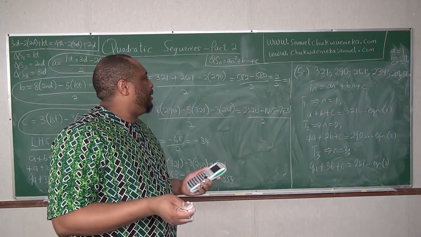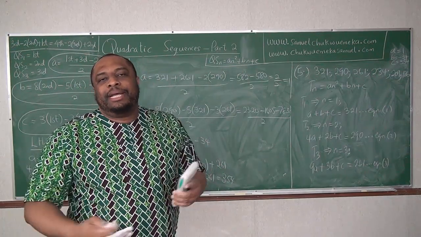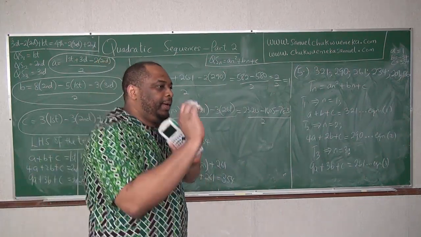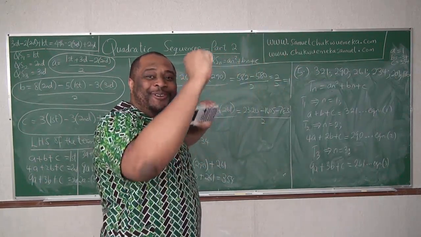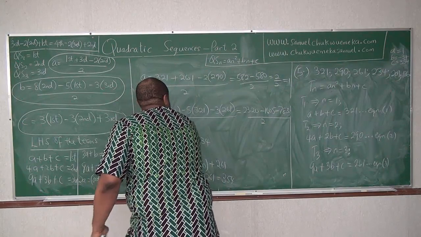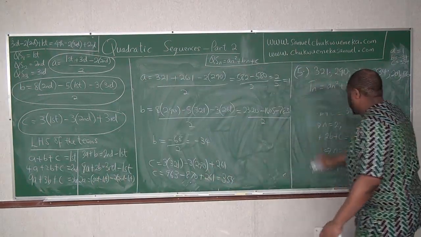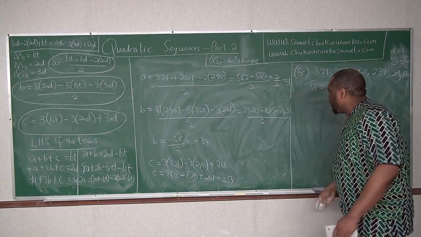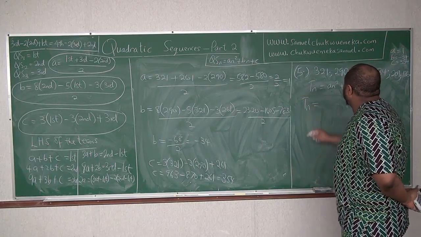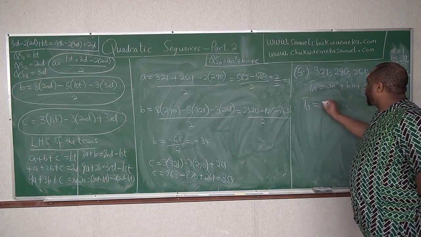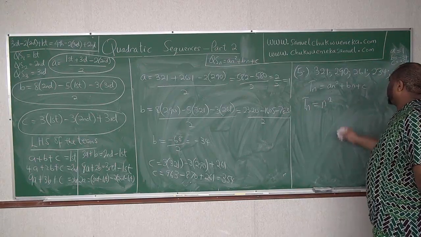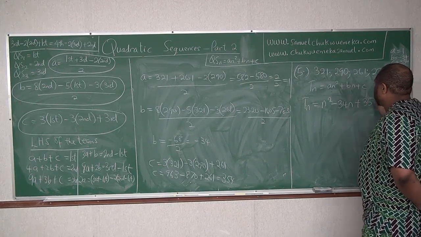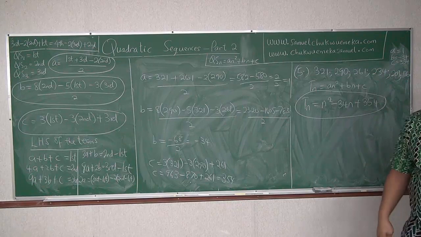Now let us write the nth term, then we will verify the fifth and sixth terms. Then we will continue with question C. Thank God I got it right. So the nth term will now be 1n squared is n squared, b is minus 34n, then plus 354. This is the nth term.